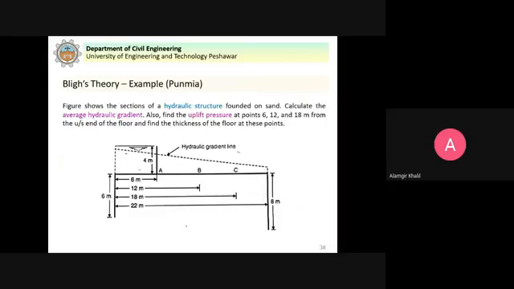Before we discuss the second theory, we solve this problem on Bligh's theory so that you understand how we apply the concept of Bligh's theory. This figure shows the sections of a hydraulic structure founded on sand. Calculate the average hydraulic gradient. Also find the uplift pressure at points 6, 12 and 18 meter. This is 6. Then we have 12, so this is 12 here, point B. And we have 18 meter, so this is point C, 18 meter, from the upstream end of the floor, and find the thickness of the floor at these points. So what is the thickness of the floor here that is required?